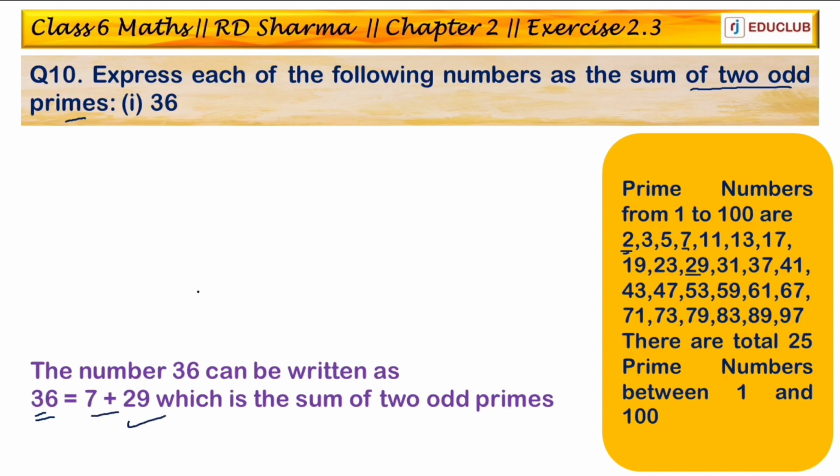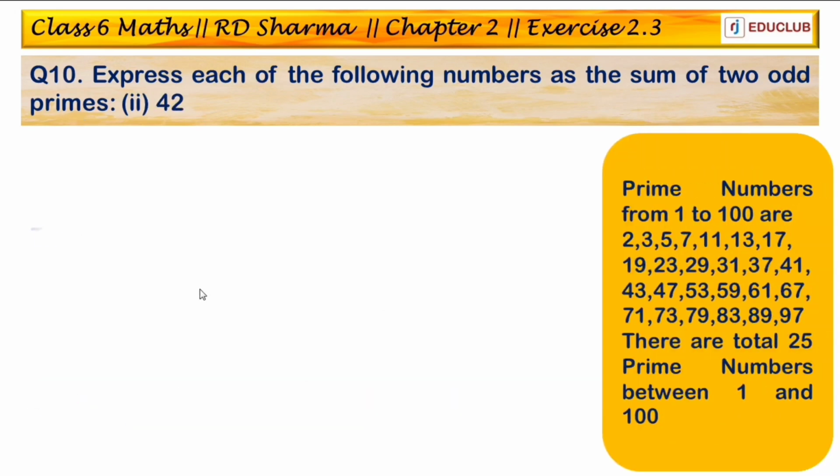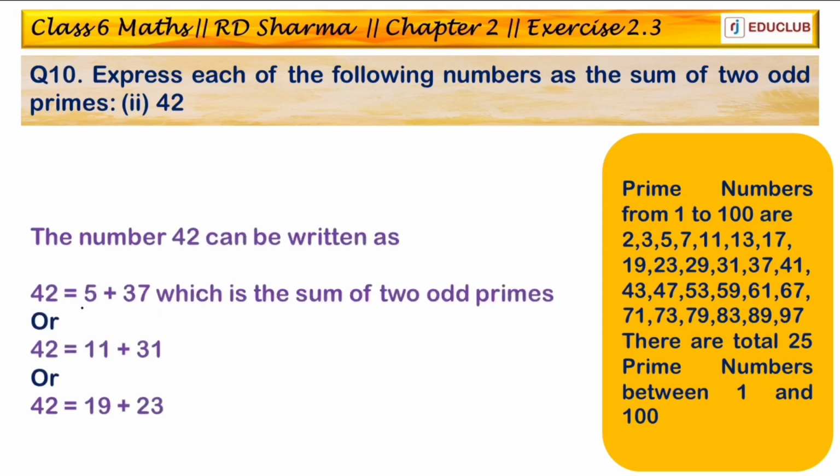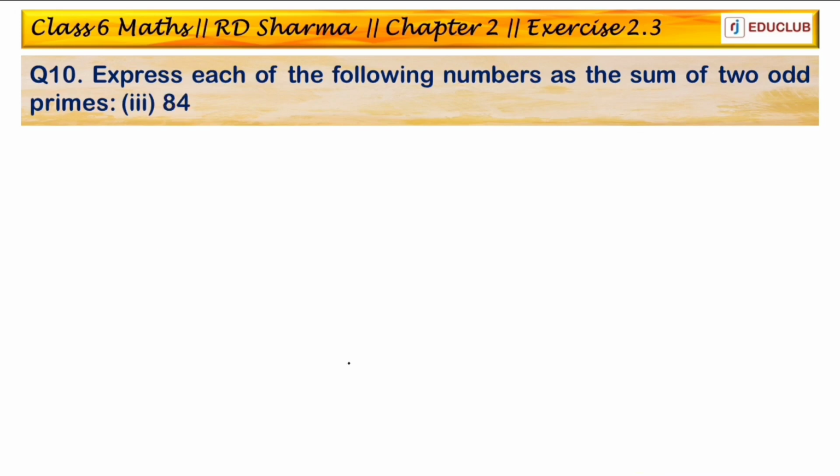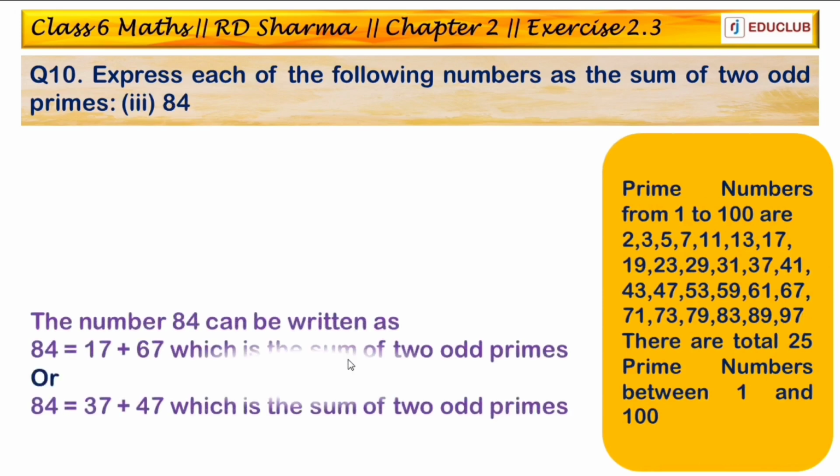So this is the sum of two odd primes. Next 42. 42 we can write as 5 plus 37. 37 and 5 are prime numbers. We can write as 11 plus 31. These are also two prime numbers. We can write as 19 plus 23 also. So like this we can write 42 as sum of two odd primes. Next 84. 84 we can write as 17 plus 67. These are two primes. 37 plus 47. We can write 84 like this.